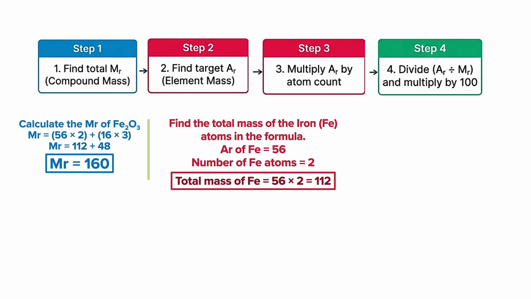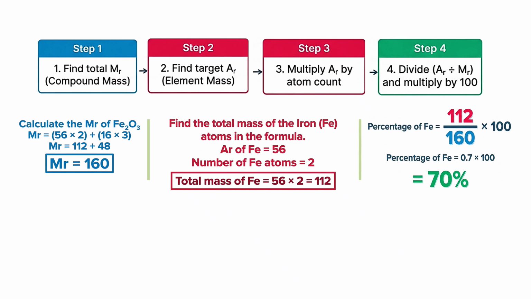Finally, we have reached step 4, where we calculate our final percentage of iron, Fe. We set up our equation by taking our target mass of iron, which is 112, and dividing it by our total compound mass, which is 160. If you put 112 divided by 160 into your calculator, you will get 0.7. To turn this decimal into a percentage, we simply multiply 0.7 by 100, giving us a final answer of 70%.